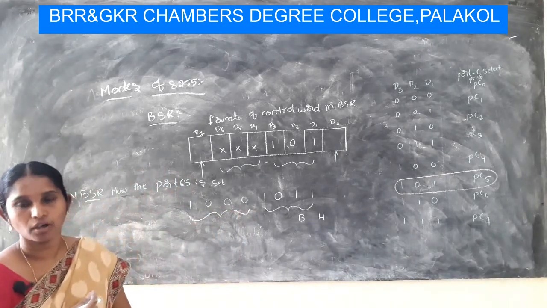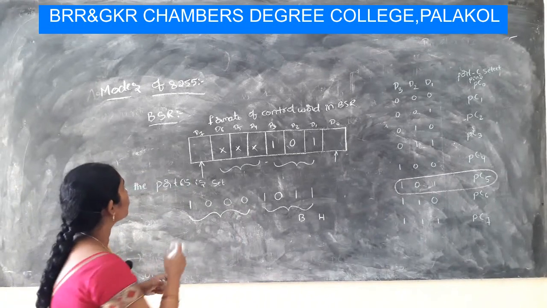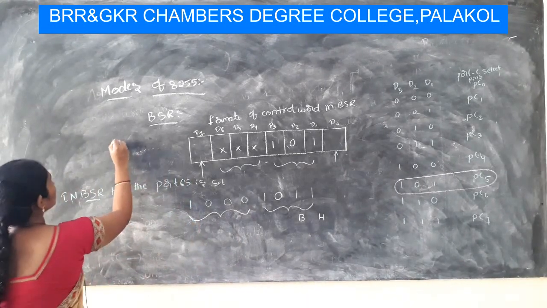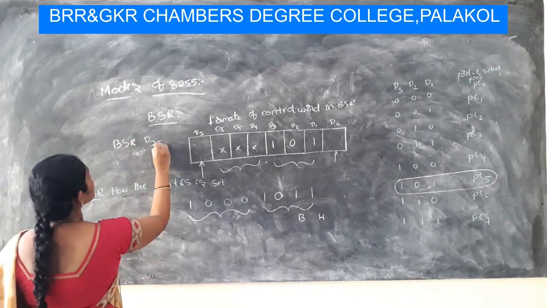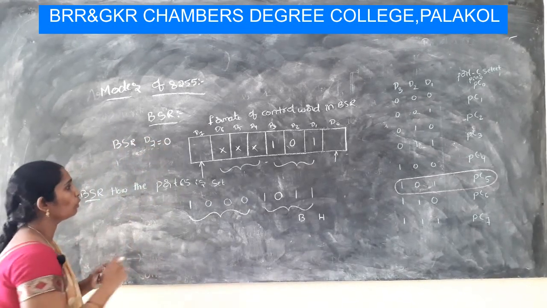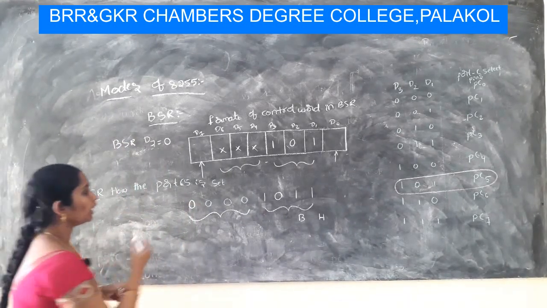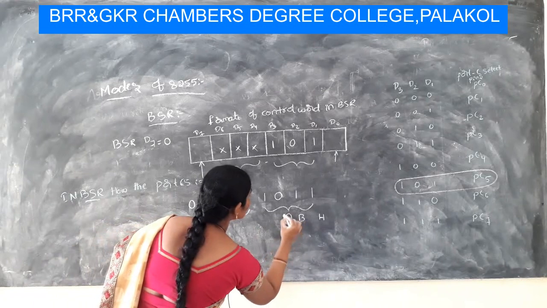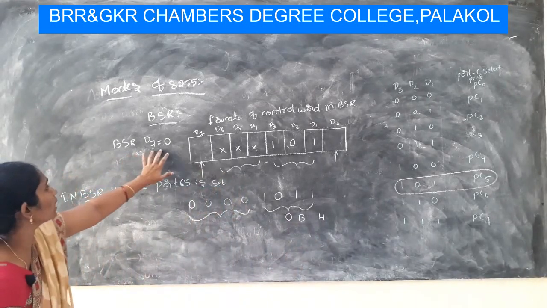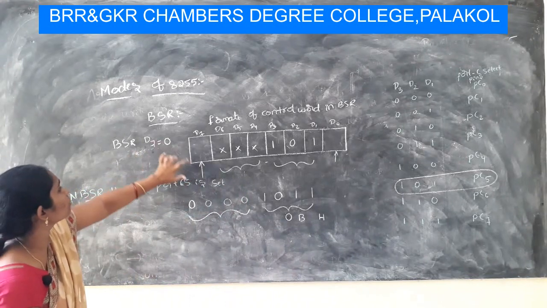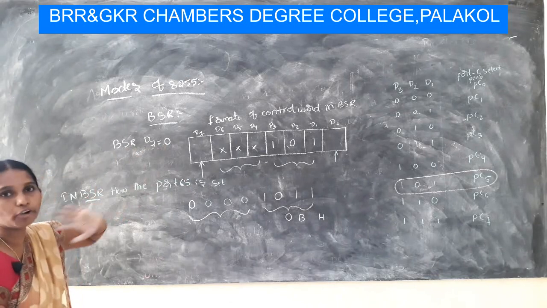Okay, sorry, one correction is there. In BSR mode, the D7 bit is always 0, not 1. So finally this is 0BH. Sorry for this, you have to correct this: in BSR mode the D7 bit is always 0, not 1.